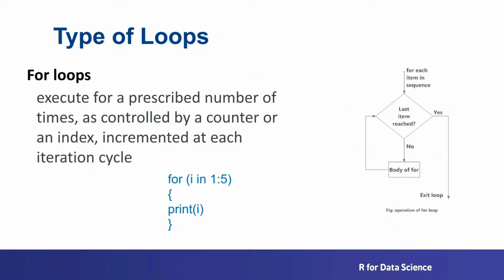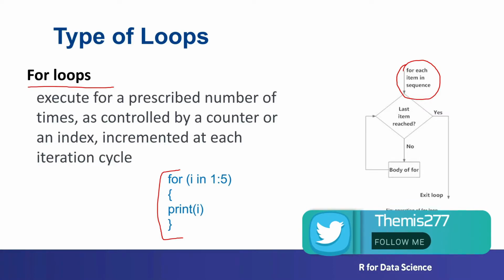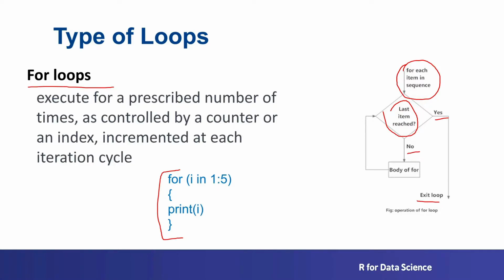Let's find out. The first type we have is called the for loop, and this is the syntax of a for loop. Here we have: for each item in a sequence, is the last item reached? Yes, exit the loop, break the loop. No, then return and repeat until the last item is reached. What do I mean by that? Let me show you here.